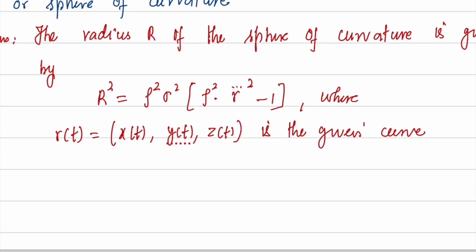So the parameters involved in finding the radius of the sphere of curvature are rho, which is the radius of curvature, equal to 1 divided by kappa, and sigma, which is the radius of torsion, equal to 1 divided by tau, and similarly the third derivative of the given curve, r triple dot, whole square minus 1.